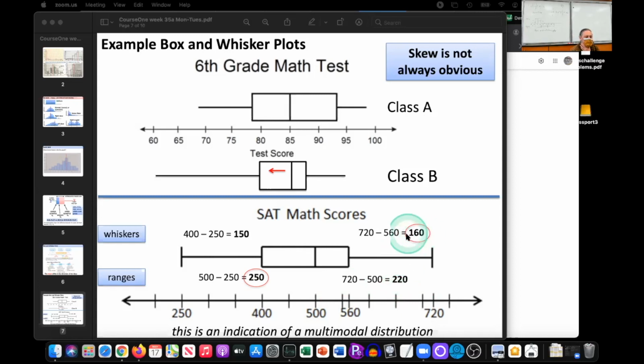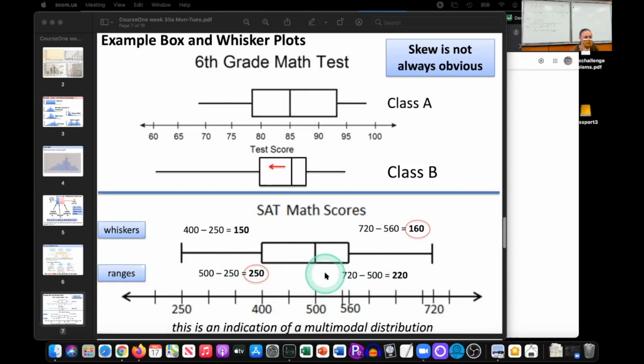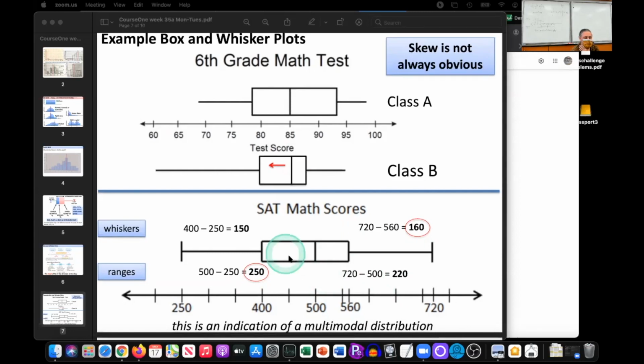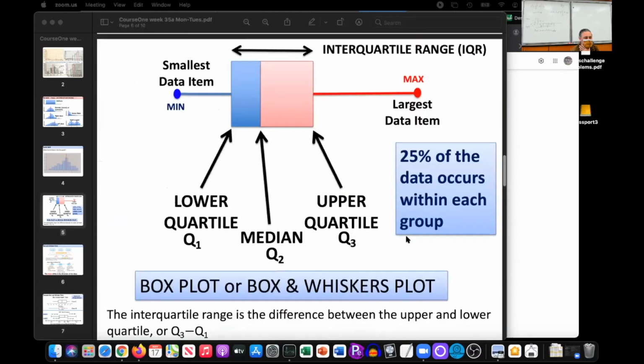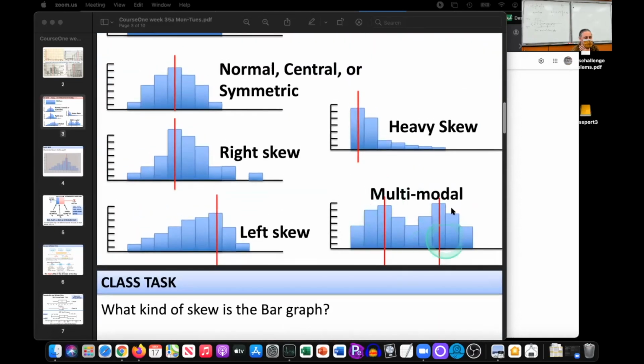So we got a right whisker that's a little bit bigger than the left whisker, but we got a left range that's bigger than the right range. So not quite obvious what is the skew here. And this is an indication when this happens, when your one-sided range is bigger than the other sided range, but the opposite sided whisker is bigger, that's an indication that we have what we call multimodal data.